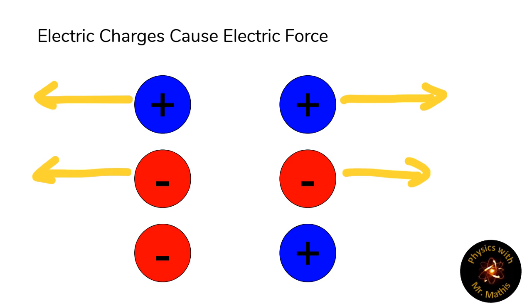However, if one object is positively charged and the other one is negatively charged, then the electric force pushes them towards each other. We say that opposite charges attract each other, while like charges repel each other.